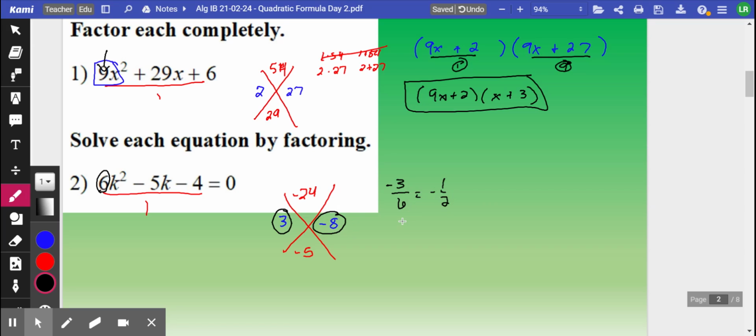Opposite, positive 8 divided by the a value. And I can simplify this to be 4/3. So my answer for number 2 is negative 1/2 and 4/3.